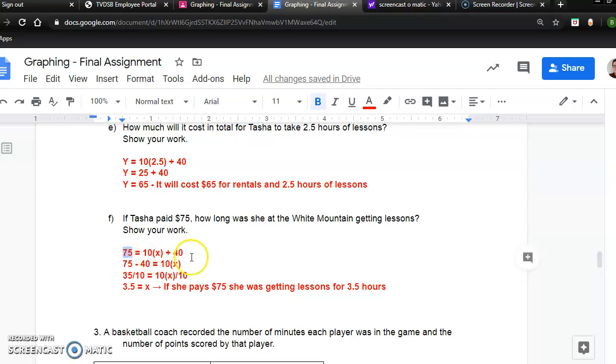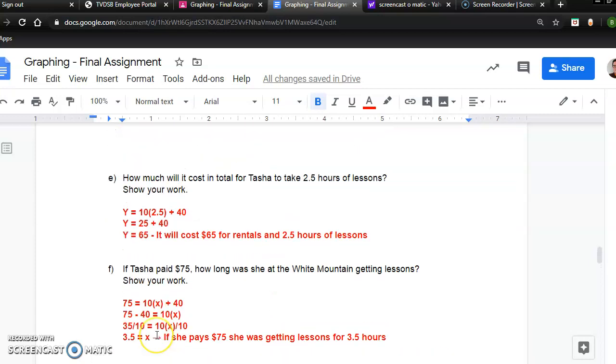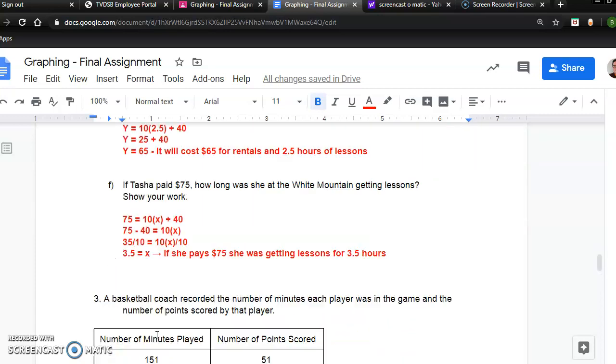75, subtract 40, right? Because you have to move the plus 40 from this side to the other side of the equal sign. And when you do that, you have to change the sign in front of it. So 75 minus 40 equals 10x. 35 equals 10x. Divide both sides by 10. 3.5 equals x. So if she paid $75, she can be at the park and get lessons for 3.5 hours. Which also, once again, makes sense when you look back at our table, right? Those numbers fit.